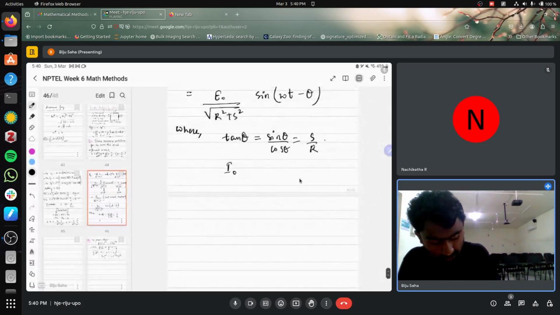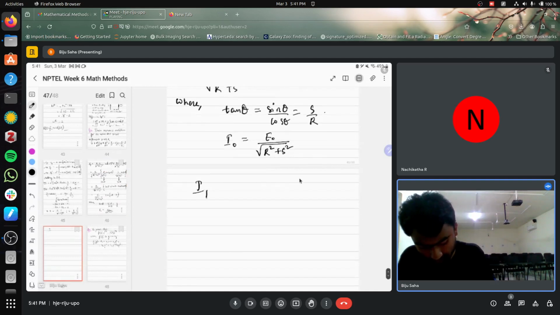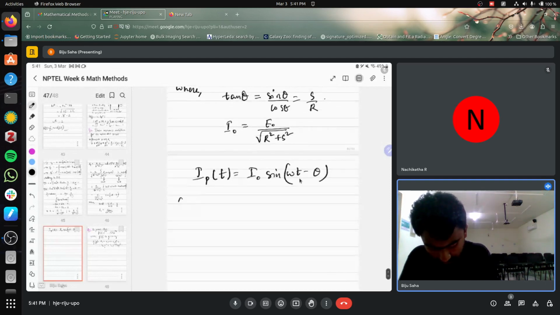Let's also define the amplitude I0 to be equal to E0 by root over R square plus S square. With this we have the particular solution given by this. You can see a direct analogy between this and what we derived earlier in the spring mass system. Having derived this, let's also find the complementary solution to this equation.